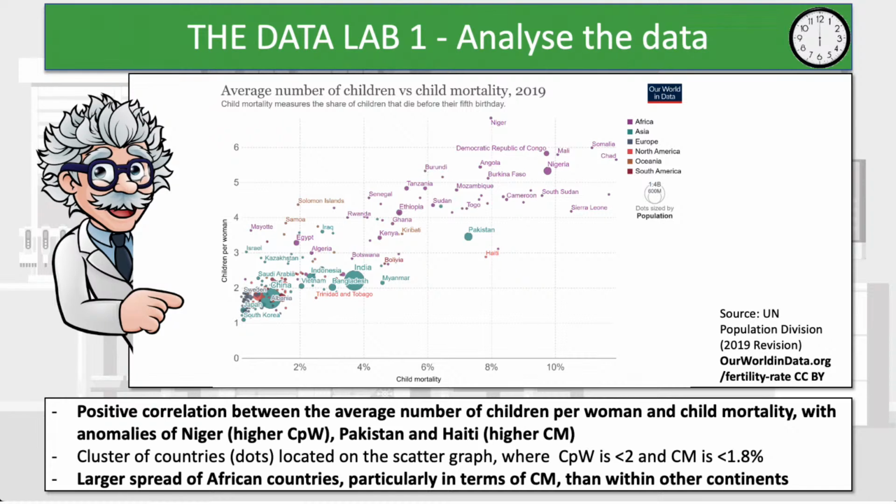And we might say, on close examination, which I appreciate you haven't had time to do, a larger spread of African countries, particularly in terms of child mortality, than within other continents, because we've got that colour key as well going on. There's a lot going on within that figure. My advice for this sort of question is you're describing the data, you're not explaining it.